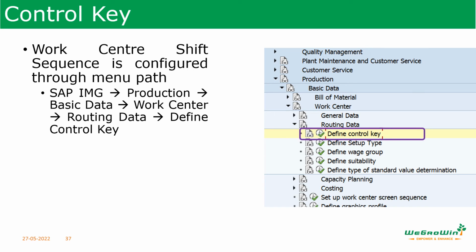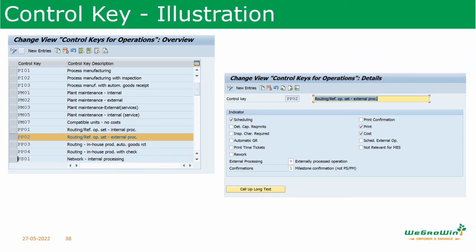Next, we will discuss the control key. This is one of the parameters we discuss in various places. This is defined through the menu path shown here. As we discussed, the control key was referred to during our discussion of routing, work center, production order, and many areas, because it controls many activities like scheduling, determining capacity requirements, automatic goods receipt, printing of operations or orders, carrying out costing, and external operation. All these things are defined through the control key. This is one of the important parameters.